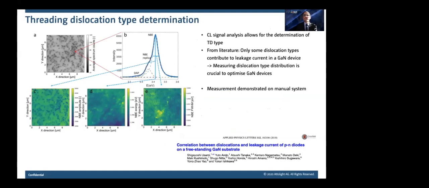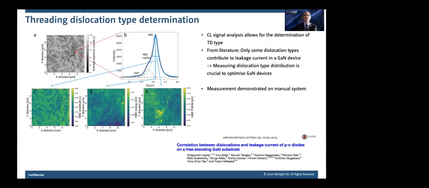The next is the dislocation type. We actually have very good evidence, or initial results, that tells us that the catalytic signal allows us to determine the threading dislocation type. And we know from literature, the paper cited below from 2018, that only some dislocation types actually contribute to leakage current in gallium nitride.